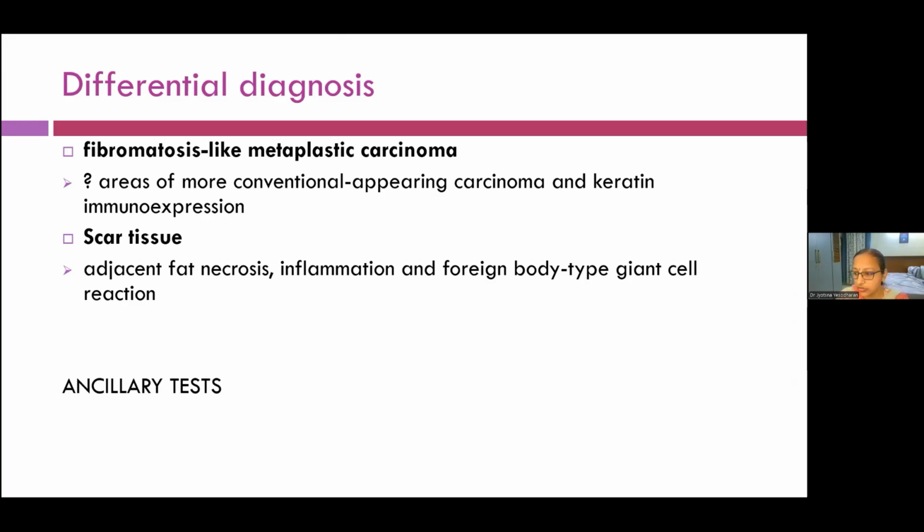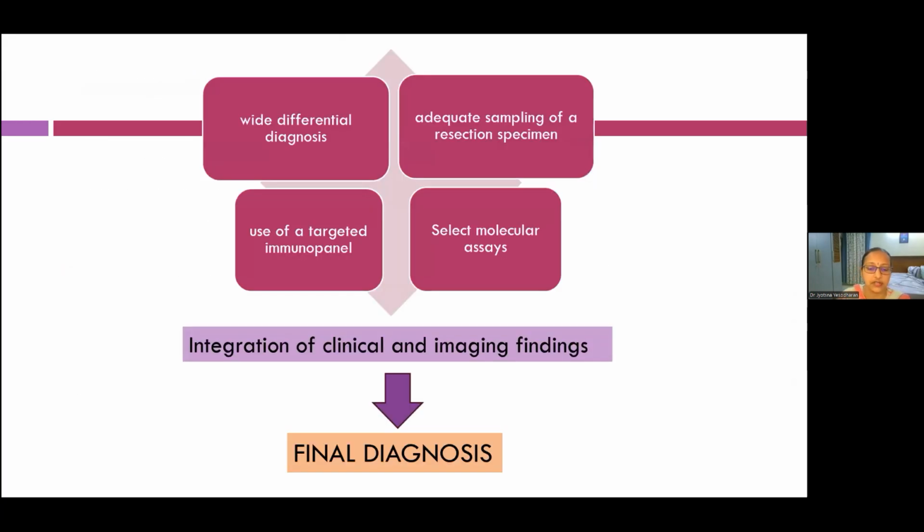And you need to resort to all these ancillary tests. So this gives us an idea for the importance of the ancillary tests. You have to have a very wide differential diagnosis. You have to sample the resection specimens extensively and use targeted immunohistochemistry panels as well as select the molecular assays judiciously. Then you have to integrate the information with clinical and imaging findings to arrive at the final diagnosis.